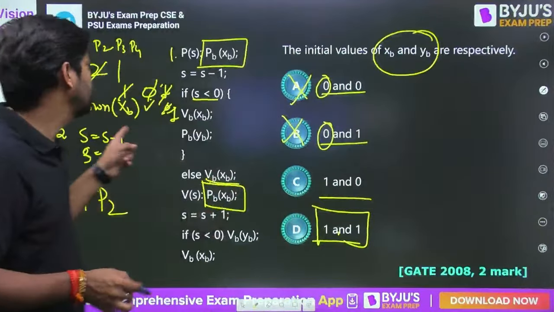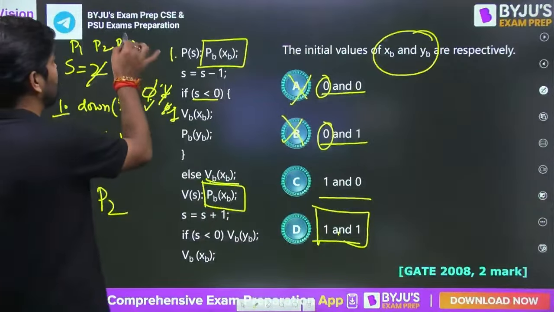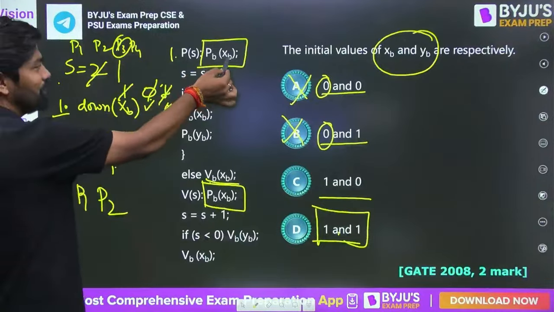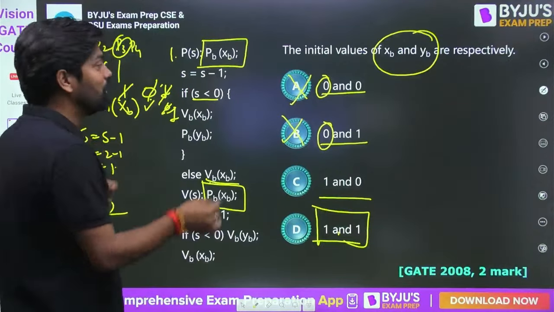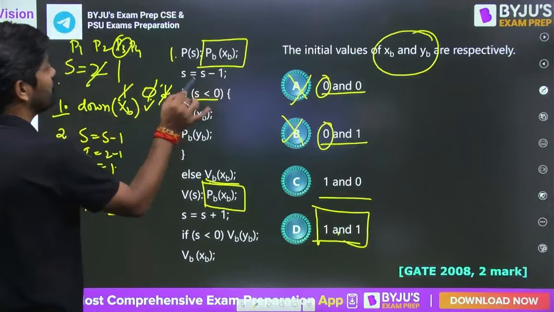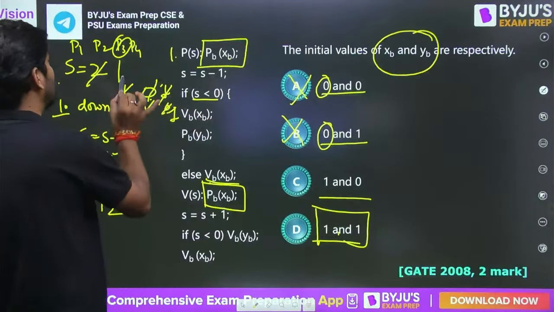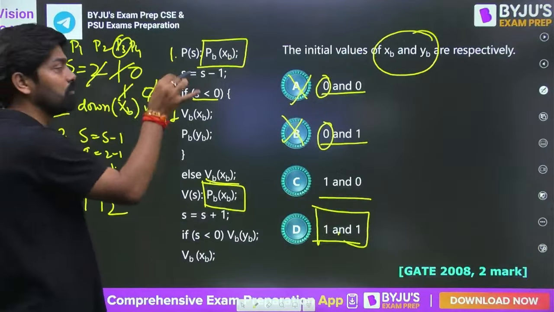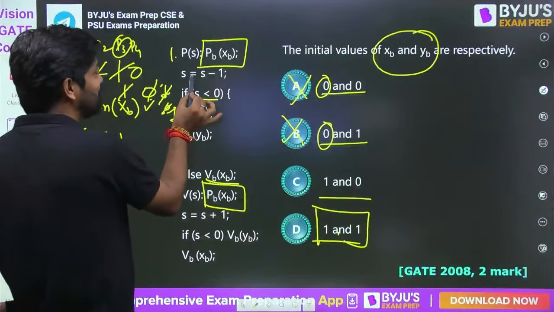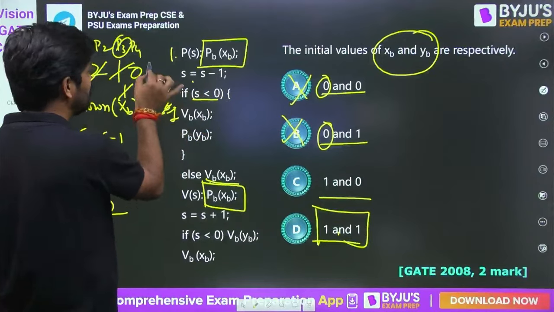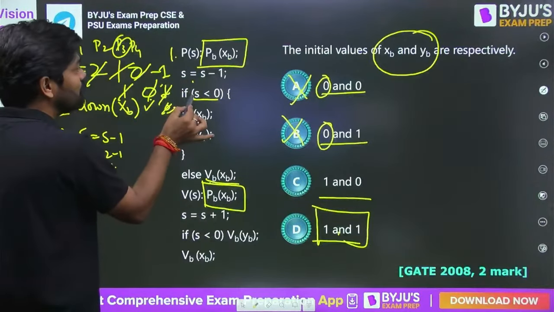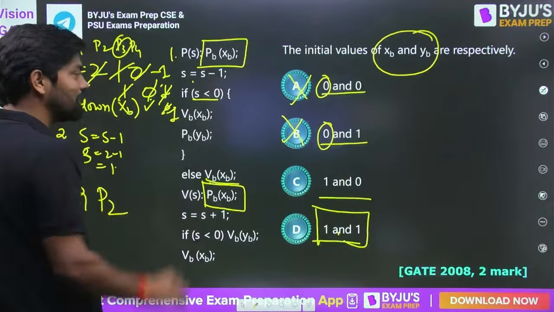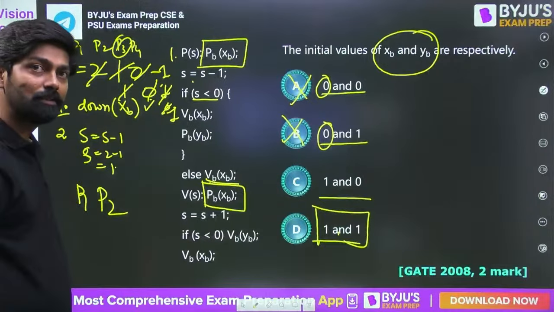Fine. But see here, if P3 will come, what will happen? Down on XB, 1 becomes 0. Successful. What is the S value? It is already 0. When P2 came, it was already 0. See here, S equals 0 minus 1, which is nothing but minus 1. If S less than 0, is there S less than 0, my dear friend? Yes, S is less than 0.